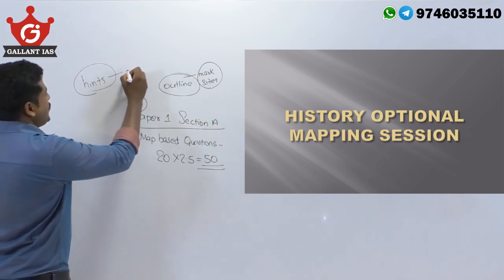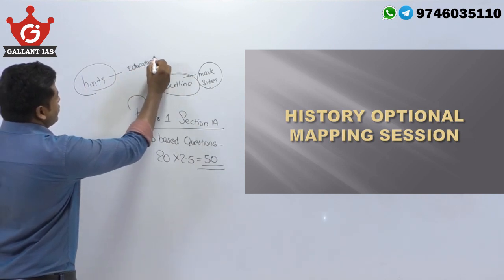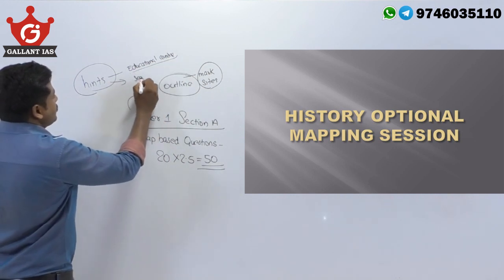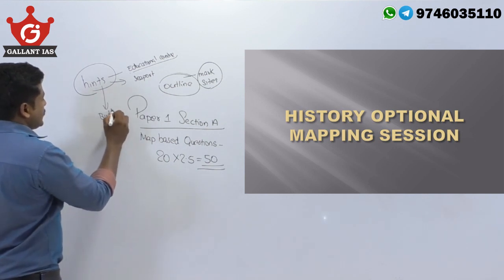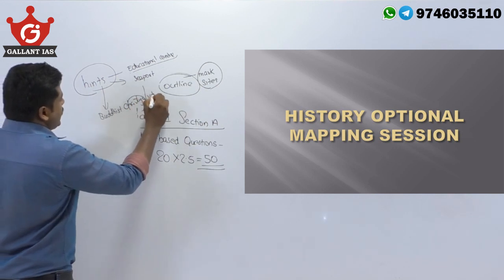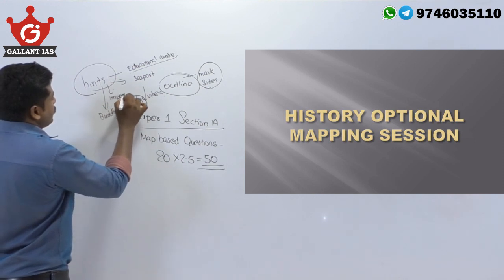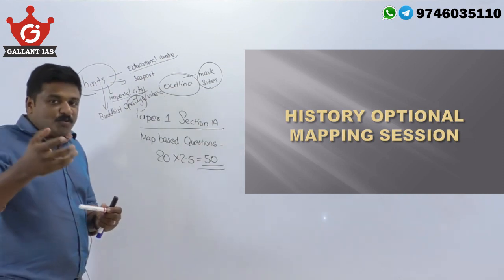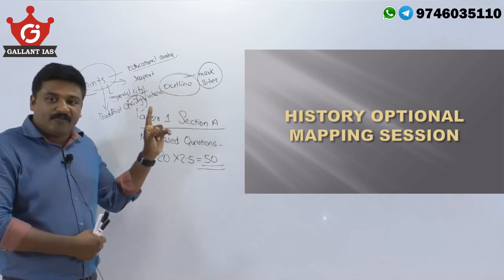For example, an ancient educational center, or ancient seaport, or an ancient Buddhist chaitya, or Buddhist vihara, or an ancient imperial city. This is the way. Some clues or hints, a one-liner hint or clue, will be given. Based on that, you will have to identify the site.